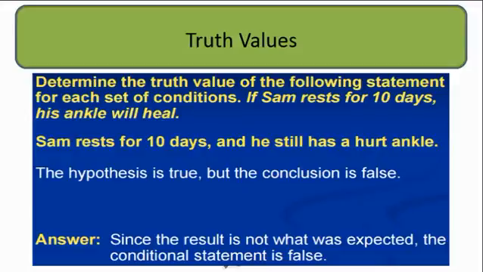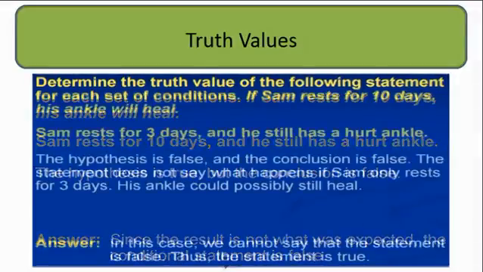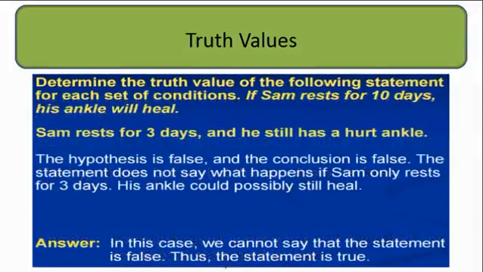So P was true, but Q was false. Therefore, the whole statement is false. On to our next example. Determine the truth value of the following statement for each set of conditions.